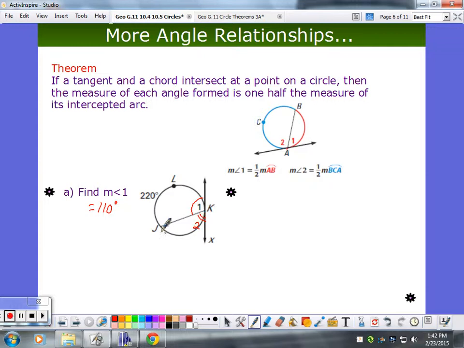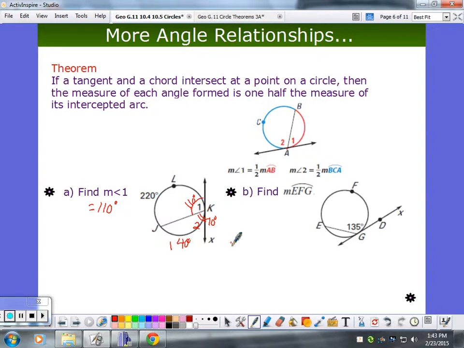Right, this whole thing is 360. So if this piece is 220, to find that it's 360 minus 220, which is what? 140. So then what's this measure here? 70. The other way to do it would be 220 makes this one 110, and this is a linear pair, so that one's 70. So there's more than one way to get there.